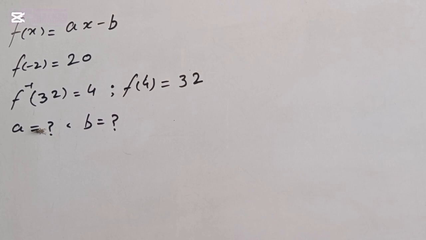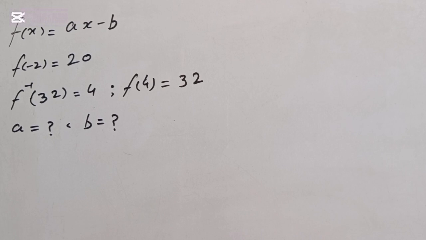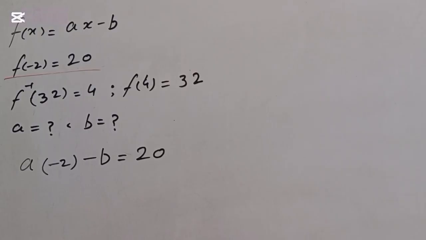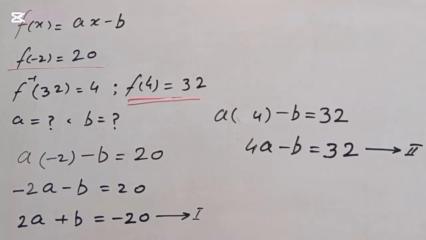With this information, we'll arrange two linear equations and then solve them simultaneously to find out the values of a and b. First one equation will be 2a plus b equal to minus 20. It is equation number 1. Now the second information leads us to the second equation. 4a minus b equal to 32. This is second equation.